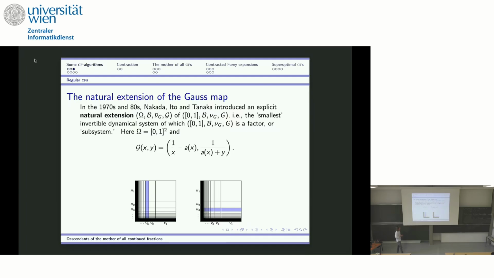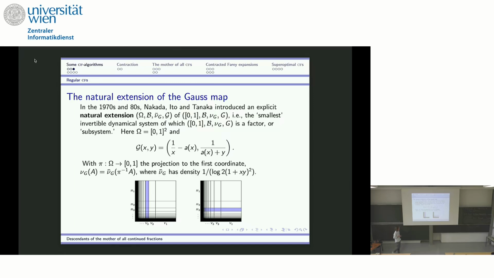So what this does geometrically: we take the domain omega and break it up into vertical rectangles whose edges have endpoints 1 over n, and horizontal rectangles also with edges at points of the form y equals 1 over n. The natural extension of the Gauss map will take the vertical rectangle vk to the horizontal rectangle hk, up to sets of measure 0. So that's geometrically what this map is doing.